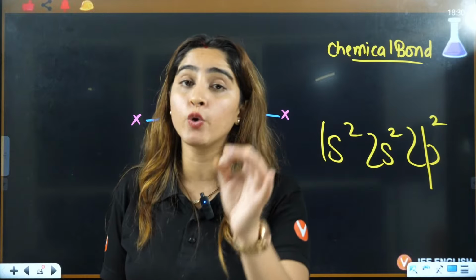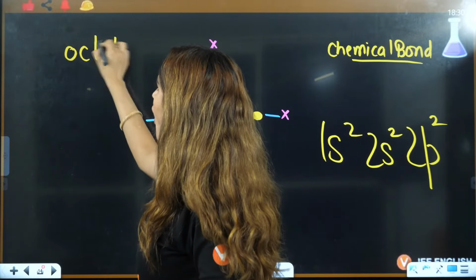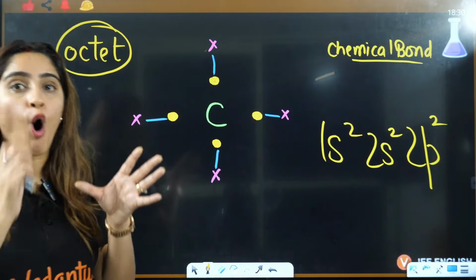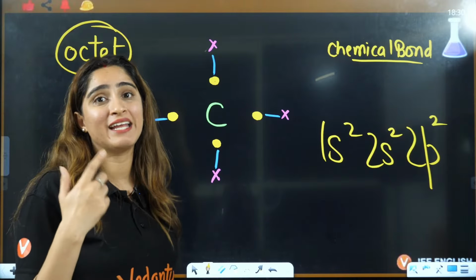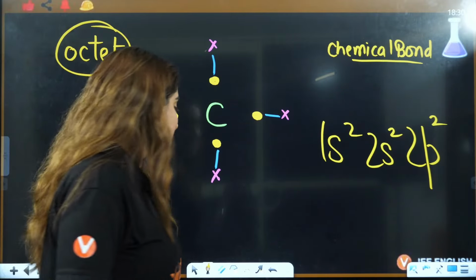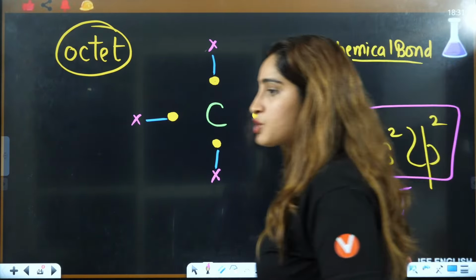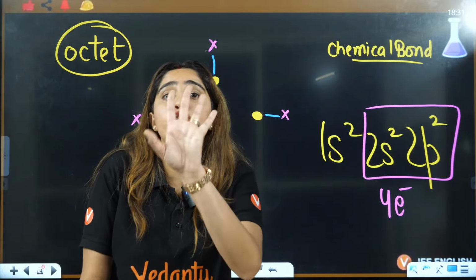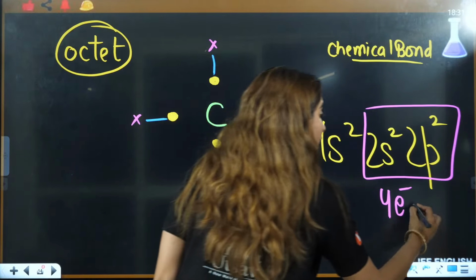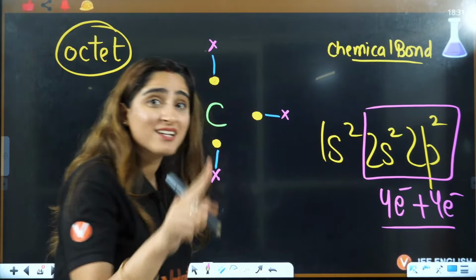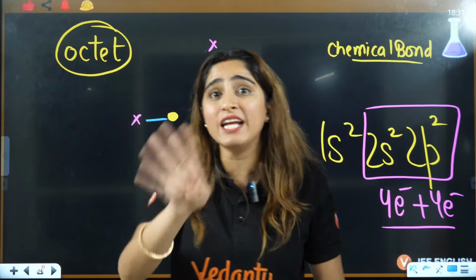And in chemical bonding, you will learn a rule that is called the octet rule. What is the name of the rule? The octet rule. Oct means 8. That octet rule is saying, buddy, you need to have 8 electrons in the outermost shell. Right now, in the outermost shell, it has 4 electrons. So what do you think? It needs 4 more electrons. It wants to have 4 more electrons. That is the reason carbon is making bonds. Carbon is like, I want to make bonds because I need 4 electrons.